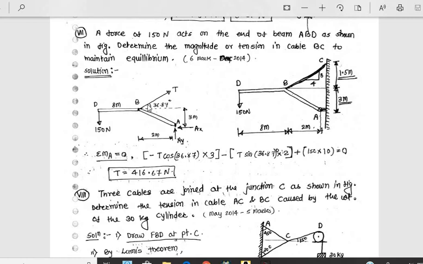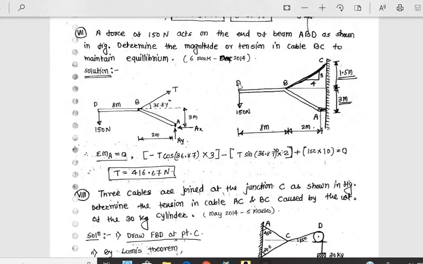Now this vertical component is again creating a clockwise moment, T sin 36.86 into 2 meter. For the vertical component this much is the distance, for the horizontal 3 is the distance, and the 150 is creating an anti-clockwise moment, so he has taken anti-clockwise as plus. Okay, so you have to take it as minus if you are taking clockwise plus and anti-clockwise minus. So 150 into 10 is equal to 0. Therefore T is equal to 416.67.